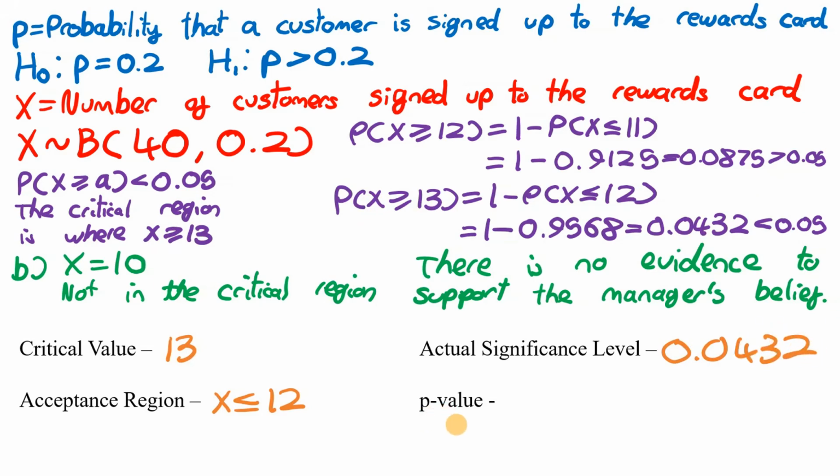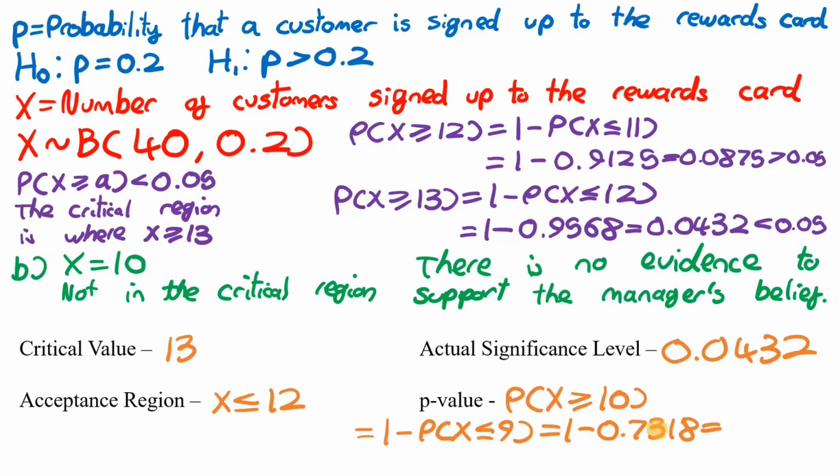And then the p-value is the probability of the observed value, or more extreme. The observed value is where x is equal to 10, so we need to find the probability that x is bigger than or equal to 10. This is equal to 1 minus the probability that x is less than or equal to 9, because this we can put directly into our calculator. To 4 decimal places, this is 0.7318, and 1 minus this is 0.2682. So this is the p-value.